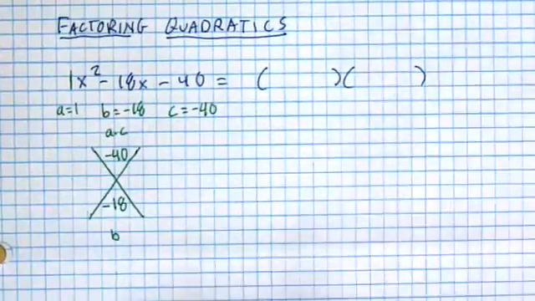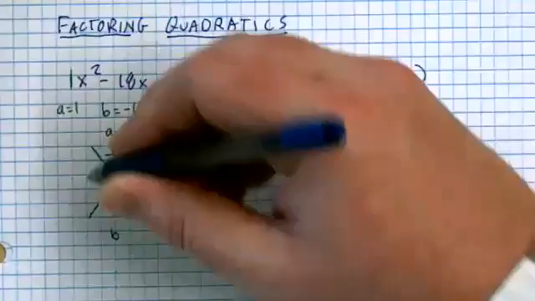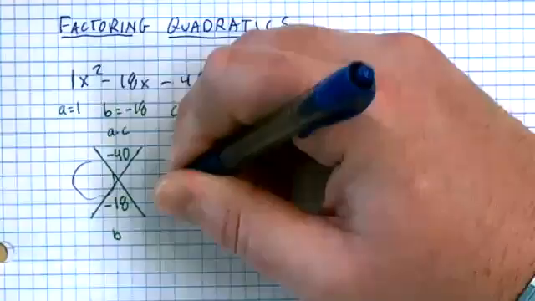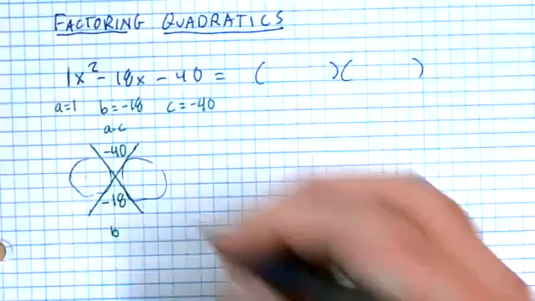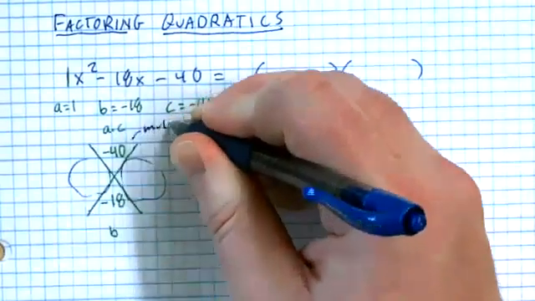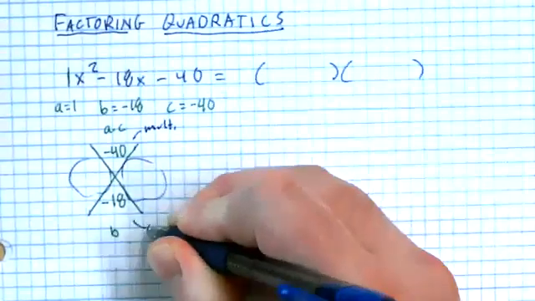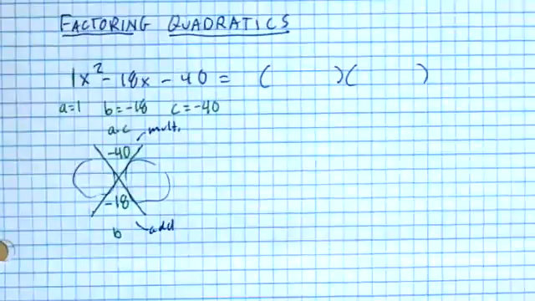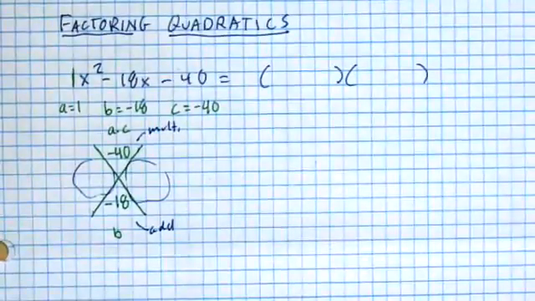Now comes the hardest part of the whole problem. We've got to come up with 2 numbers to put in the sides here and here. Those 2 numbers need to multiply to give us the number in the top, and they need to add to give us the number in the bottom.